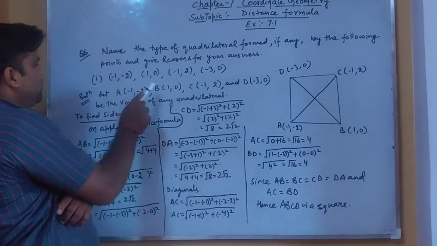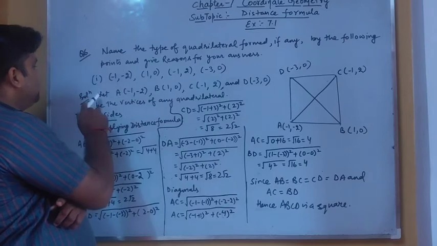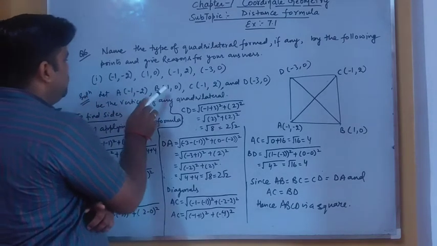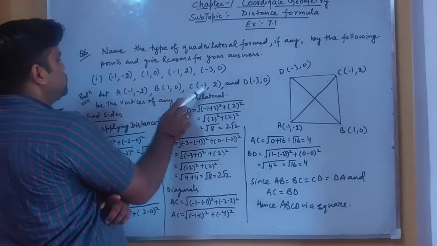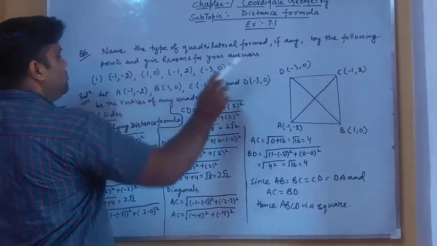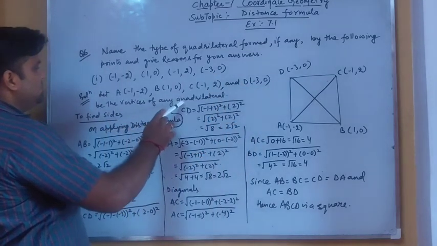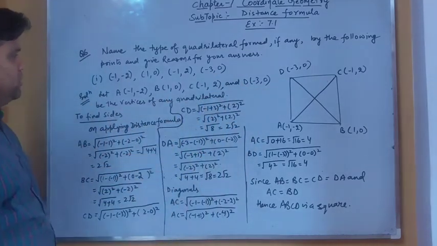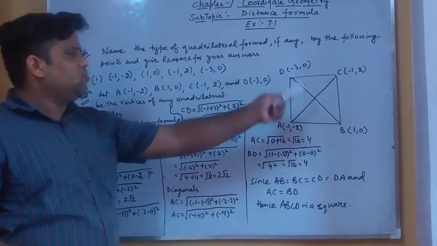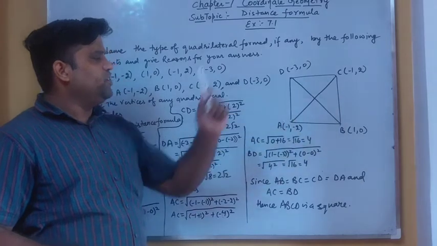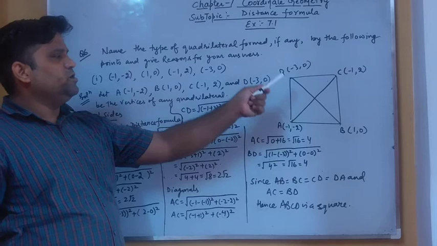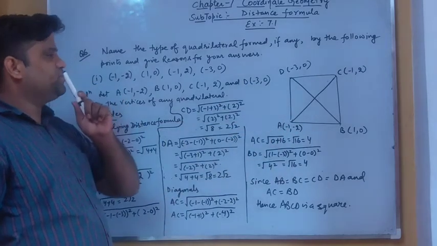First of all we name these points. Let A have coordinates (-1, -2), let B have coordinates (1, 0), let C have coordinates (-1, 2), and D have coordinates (-3, 0), be the vertices of a quadrilateral. Now we have formed a quadrilateral with points A, B, C, D and their coordinates. So we try to find out what type of quadrilateral is formed by these points.